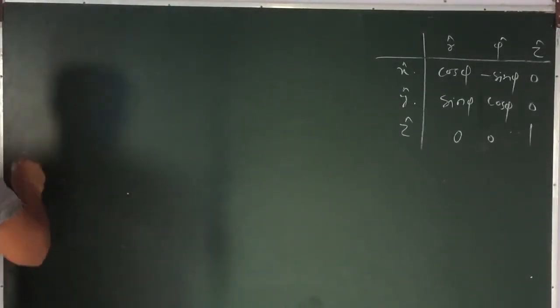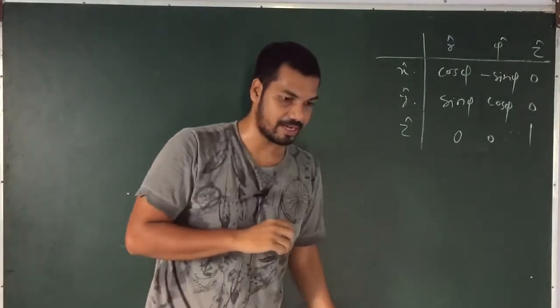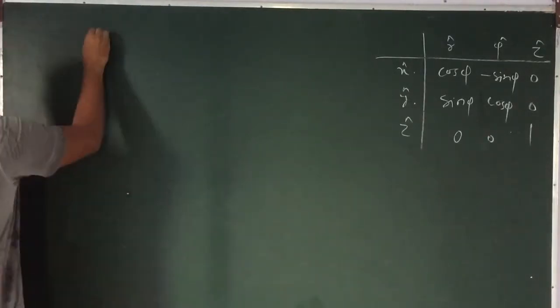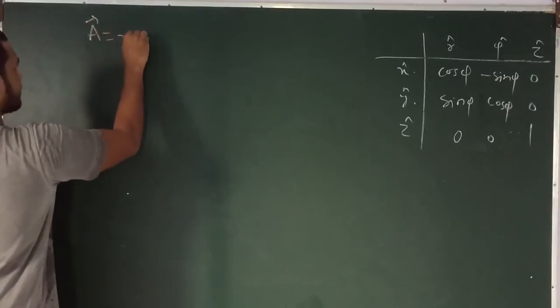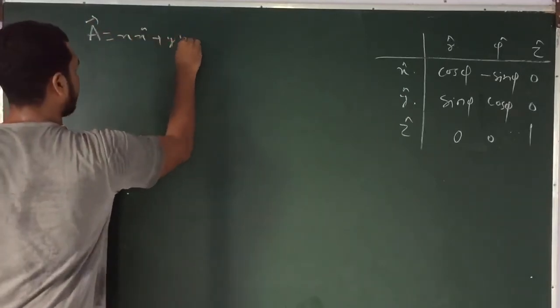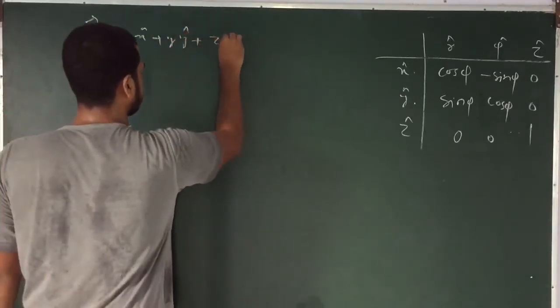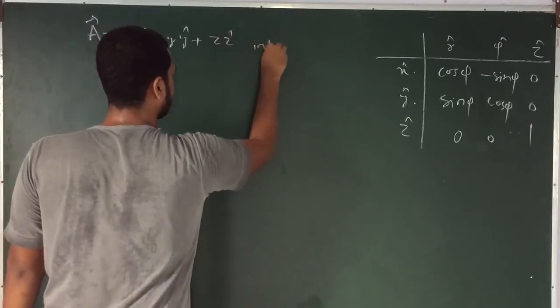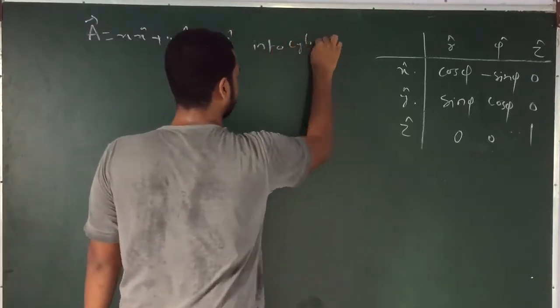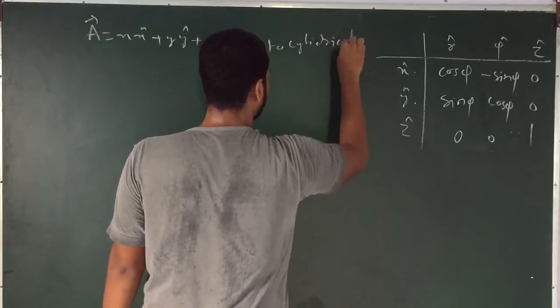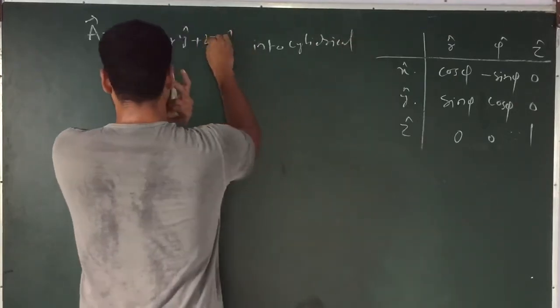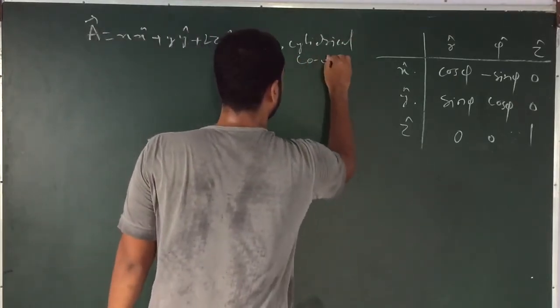So I have earlier written a problem: transform a vector A equals x x cap plus y y cap plus z z cap into cylindrical coordinates. Okay, that was the problem. Or 2z z cap into cylindrical coordinates.